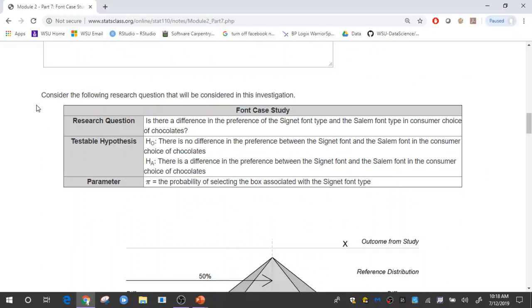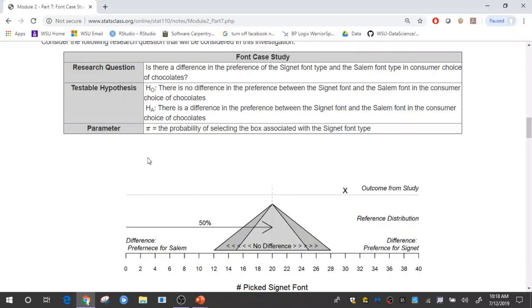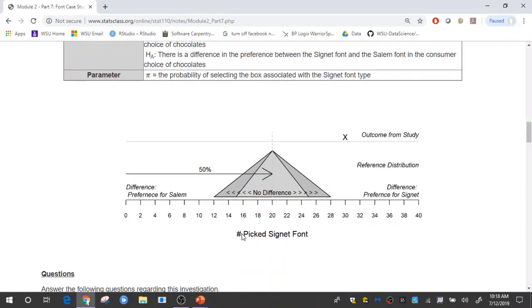Consider the following research question that's going to be considered here in our investigation. The research question is: is there a difference in the preference of the Signet font and the Salem font in the consumer choice of chocolates? There's the testable hypothesis here. The parameter in this investigation is just going to be the probability of selecting the box associated with the Signet font. So I've chosen to keep track of the number that picked the Signet font here.